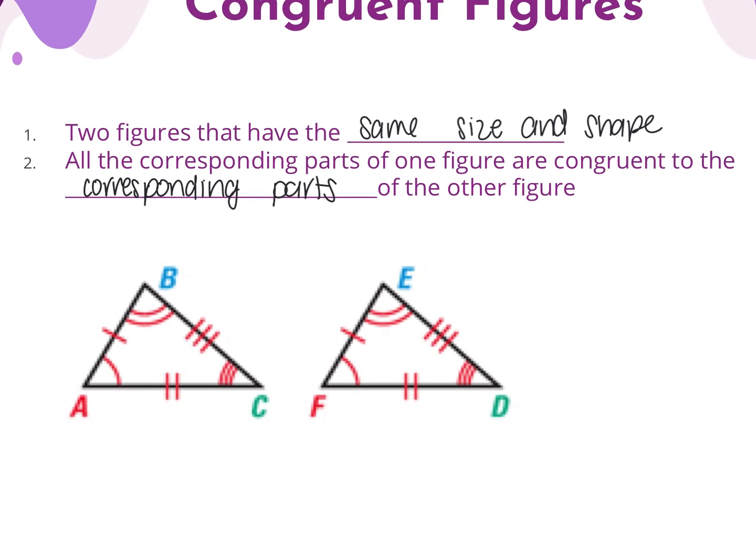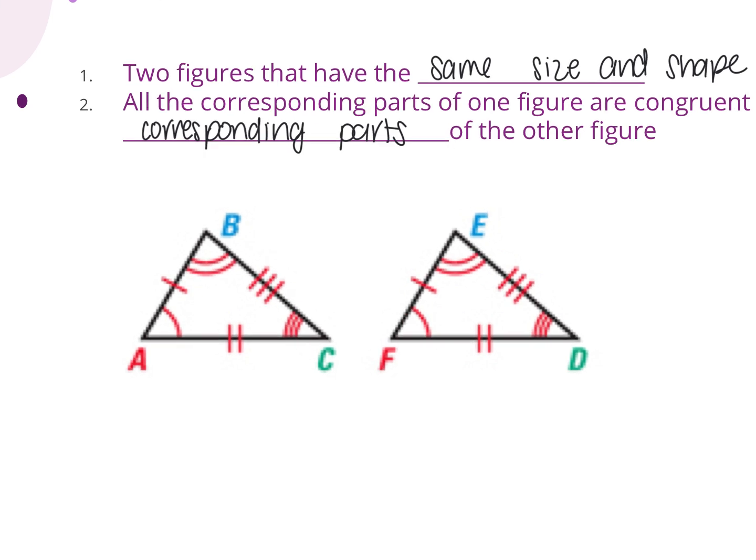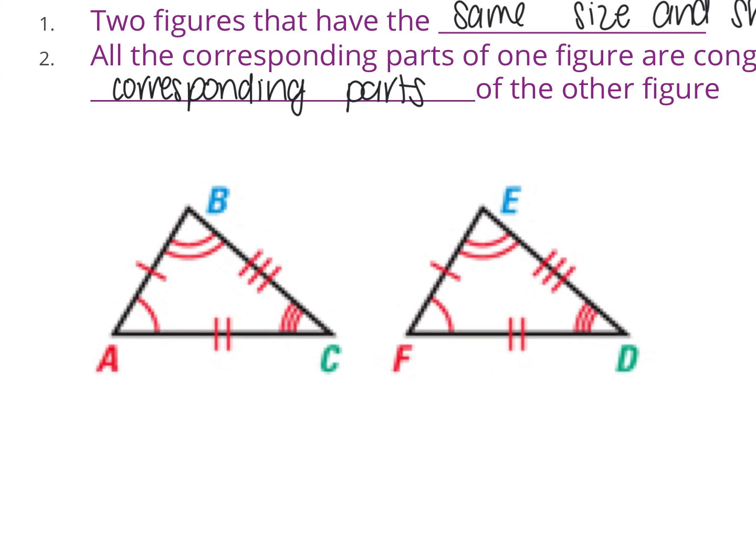We should know what the word corresponding means because we dealt with it in chapter 3. Corresponding means something like in relationship to, so they're corresponding in the same position. When I'm looking at these two diagrams, I would name them as triangle ABC is going to be congruent to triangle FED.